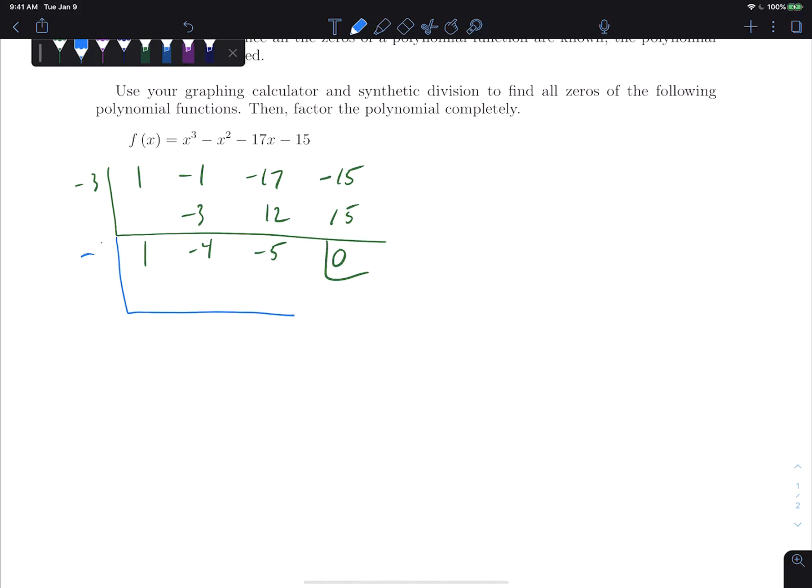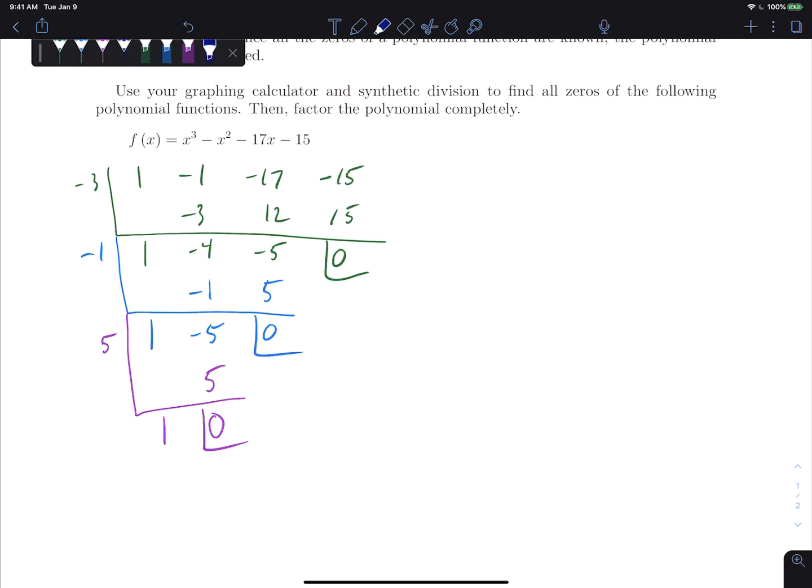The next zero that we saw was -1. So bring the 1 down, multiply, add, multiply, and add. Good. So that -1 is a zero for sure. And now let's prove the 5. So put the 5, bring down the 1, multiply, and add. Awesome. So there are 3 zeros here. The zeros are -3, -1, and 5. Notice that the 1 down here is just the leading coefficient, just a reminder. I keep saying that so that people don't confuse that with a zero.